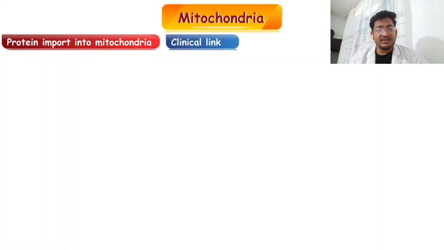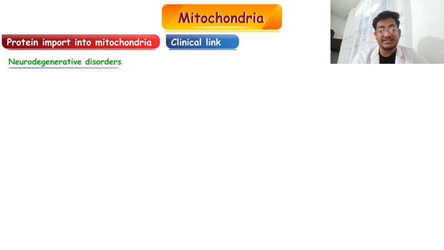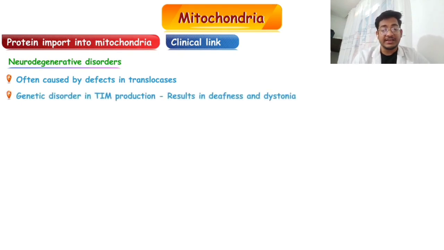So now you will think about how it links with clinical practice. So we will see neurodegenerative disorders that are often caused by defects in translocases. Genetic disorder in TIM production results in deafness and dystonia.